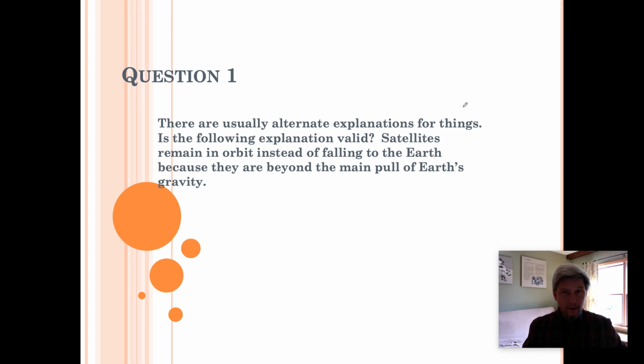If they were, then they would continue to move in a straight line and wouldn't be pulled into that circular orbit around the Earth. Satellites remain in orbit because they are being pulled by gravity, not because they are beyond it. So think about that. They remain in orbit because they are pulled by gravity, not because they are beyond the pull of gravity.